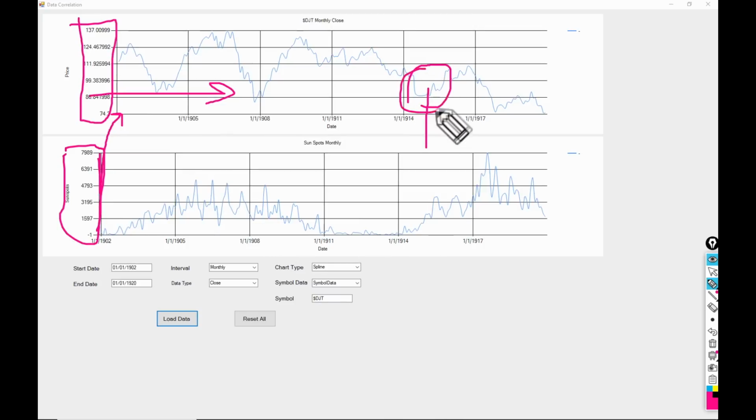So you can see there's a low here that coincides with the very end of the solar minimum. We get a spike into the next solar cycle, and the DJT comes up with it.